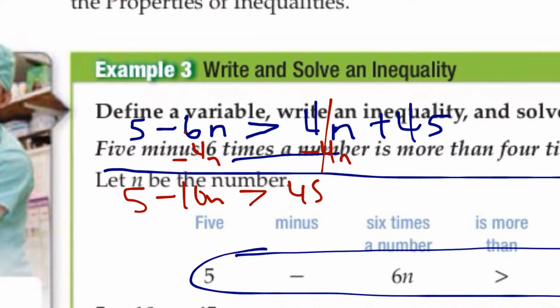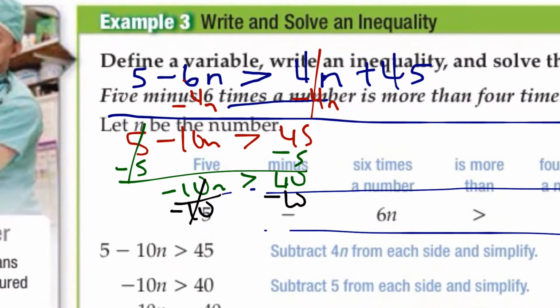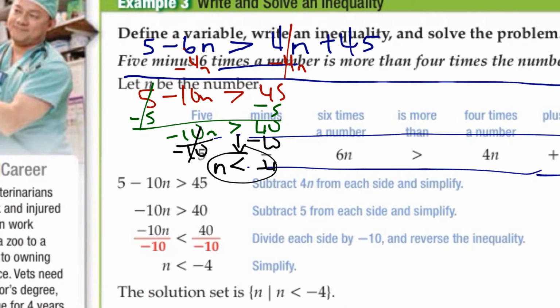Now what do I do? Well, I'm going to subtract 5. Cancels, negative 10n. I still don't change the sign. I haven't divided or multiplied by a negative. 40. Now divide by, let me erase a bit. I'm going to divide by what? Oh no, I divide by negative 10. So now I have to change the sign. And I end up with n, change the sign, less than. 40 divided by negative 10 is negative 4. And now I am done.